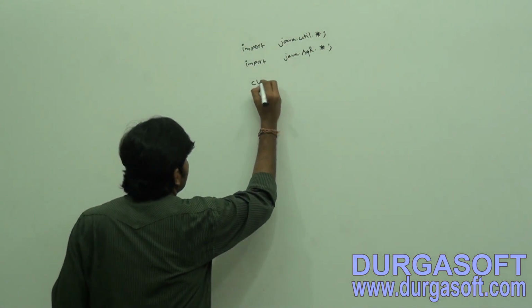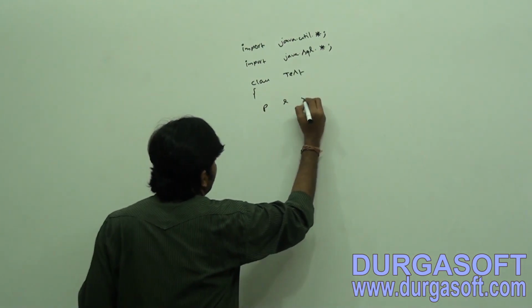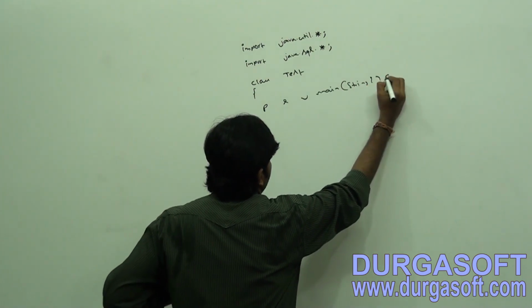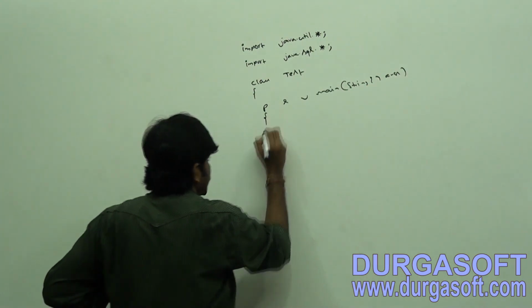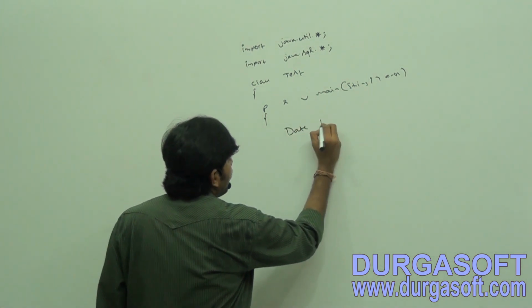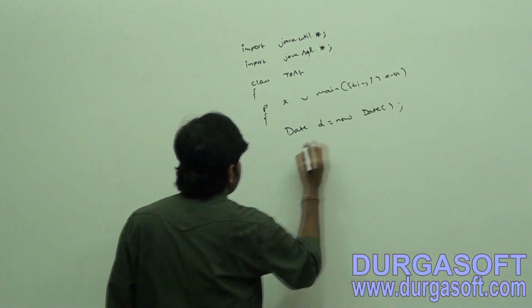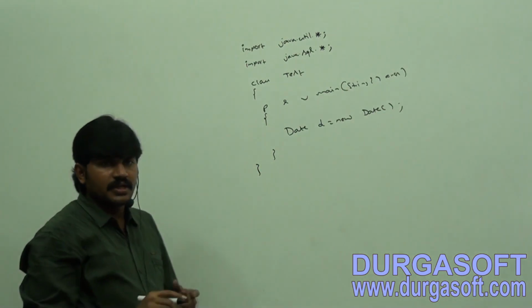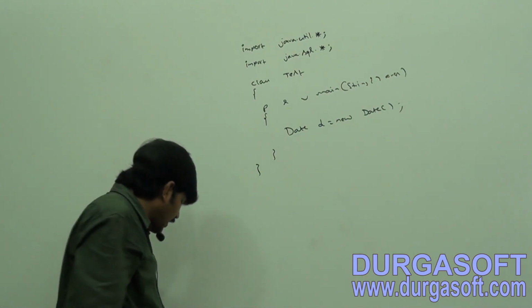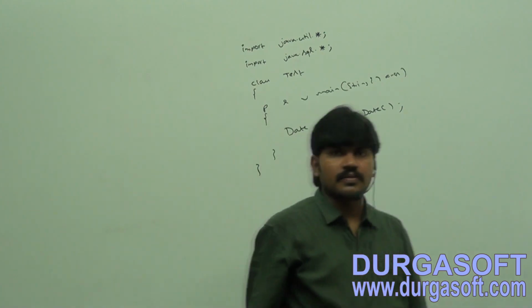Next, class Test, public static void main(String[] args). Date d = new Date(); I am taking. Can you tell, is the code going to compile or not? Why?